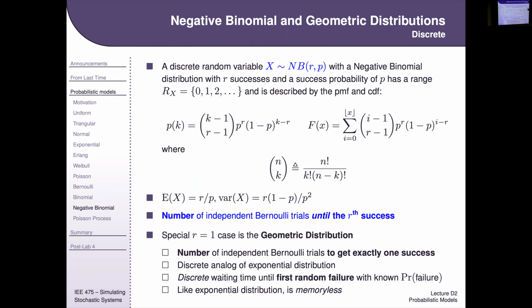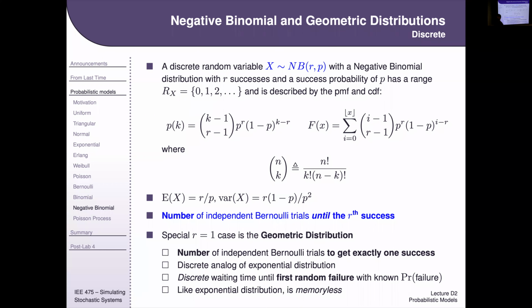There is a special version of that called the geometric distribution, where R is equal to 1. So when I set R equal to 1, this is the number of trials until the first success or the first failure, whatever our semantics are on this probability. That geometric distribution is the analog of the exponential.